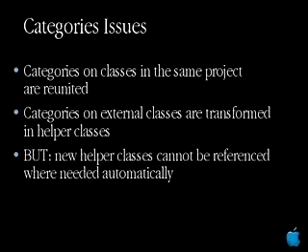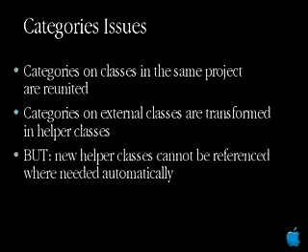Categories issues. So let's sum up what we saw in the demonstration. Categories and classes in the same project are reunited. So if you implement your own class, and then lower down in a sub-project, you start adding categories on this class, well, everything will be merged in one class. So you will not be able to use categories to compartmentalize your code anymore, like in Objective-C. Categories on external classes are transformed into helper classes, especially categories on classes like NSString.